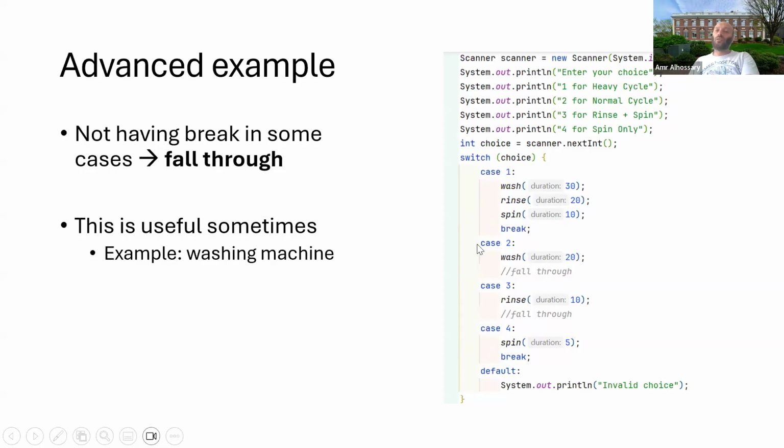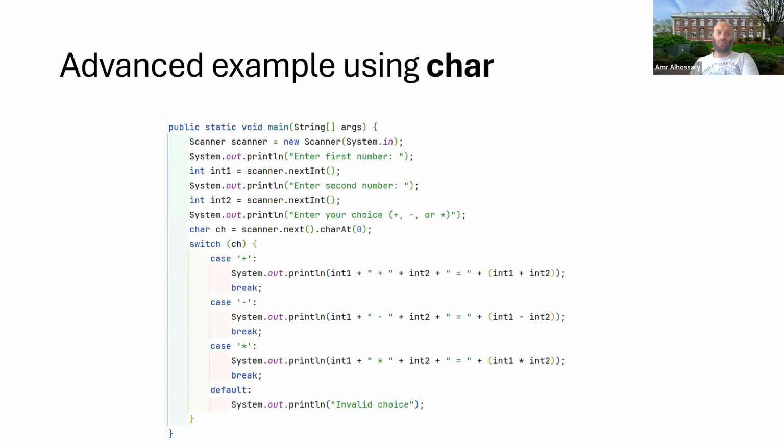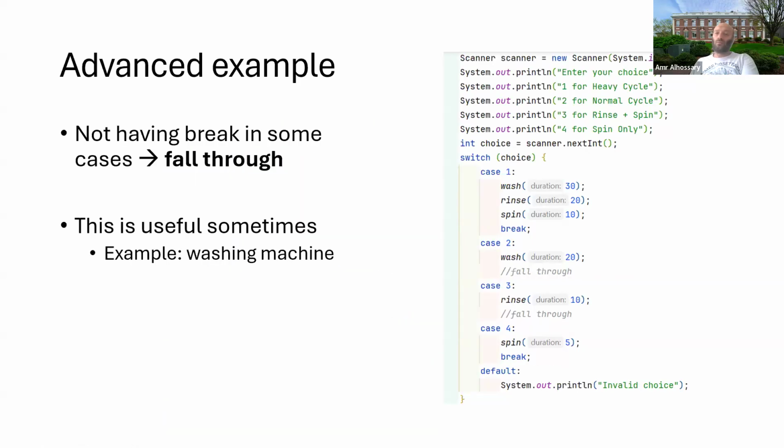In the case of the normal cycle, it only includes washing for 20 minutes, and you continue to the next step, which is rinsing for 10 minutes, and then continue through to spinning for 5 minutes. And then exit with break.